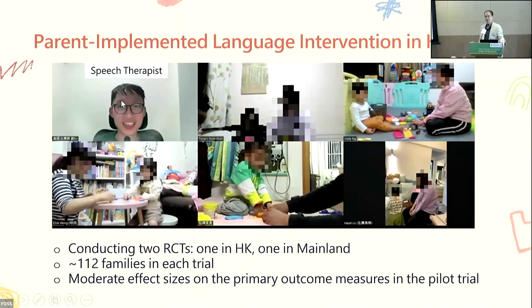When we first proposed to do this, we were going to do it in person. Because of COVID, we were forced to do everything online. And now we're finding out that actually it works to do it online as well. One therapist would treat up to 8 families at a time online. And we are finding moderate effect sizes on our primary outcome measures so far.